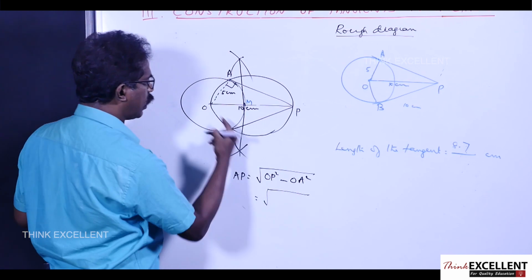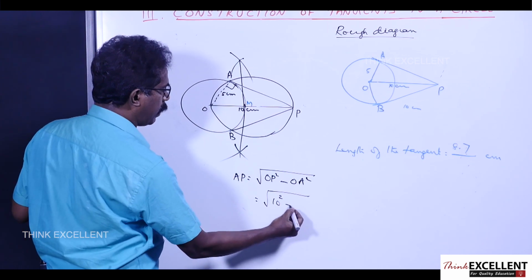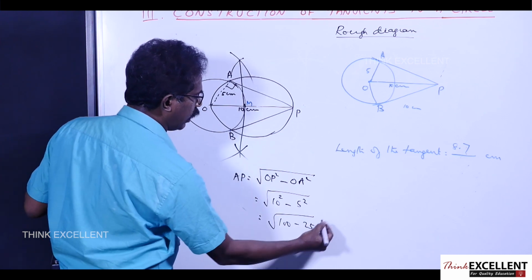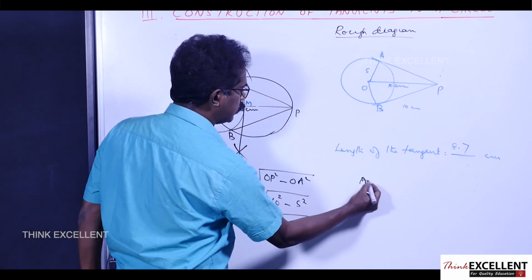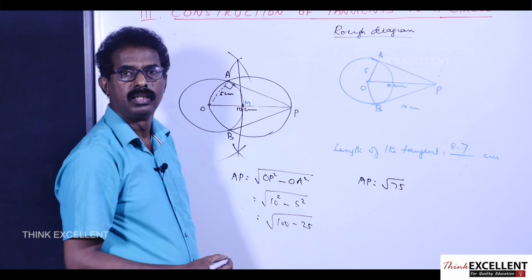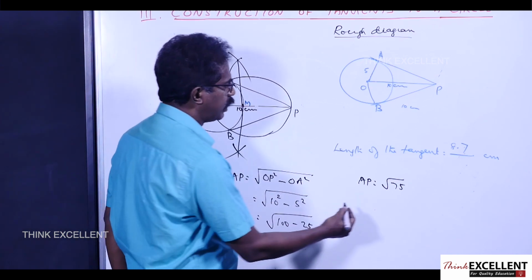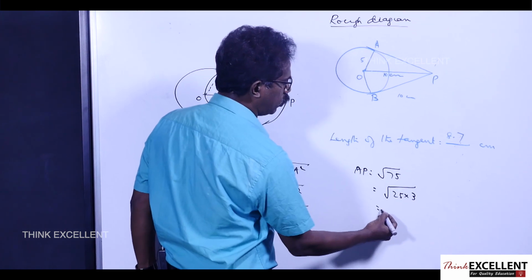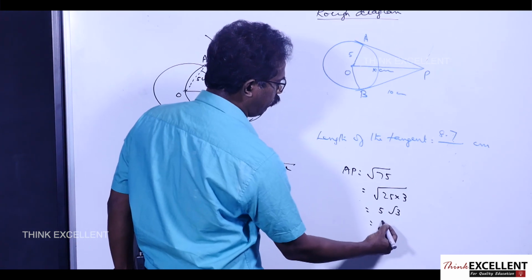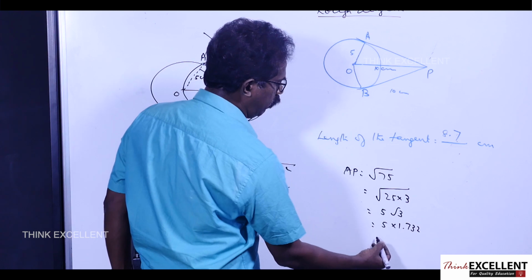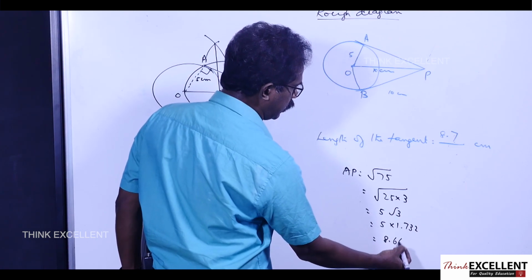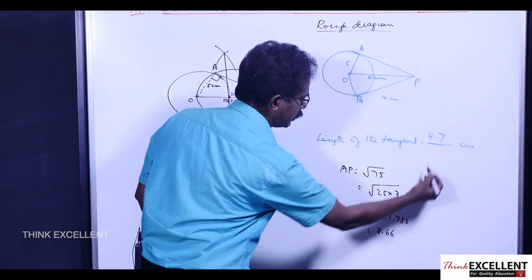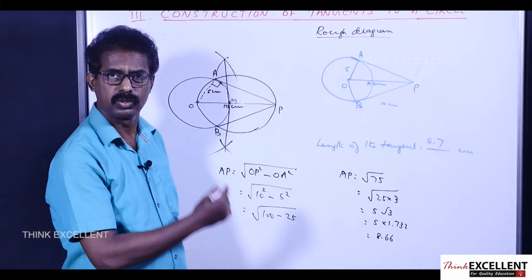That is root of OP square. OP square means 10 square minus OA square, 5 square. That is root of 100 minus 25. So you are getting root of 75, right? So AP is equal to root of 75. Long division you can use, or this sum can be done easily. Root of 75 can be written as root of 25 into 3. Root 25 is what? 5. 5 root 3. So 5 into root 3 is 1.732. If you multiply, you will be getting 8.66, something like that. You can round it for one digit more than 5. So it becomes 8.7, right? 8.7. So hope you understood.